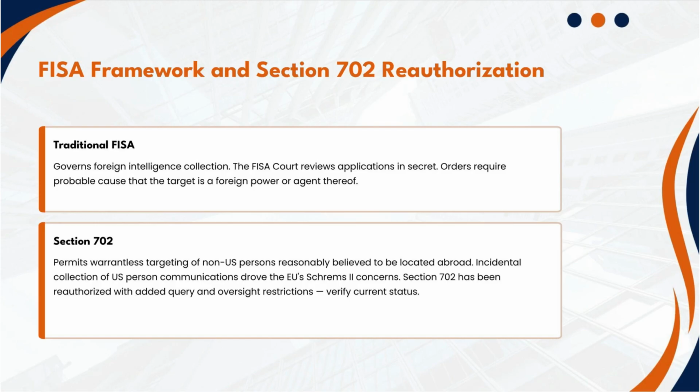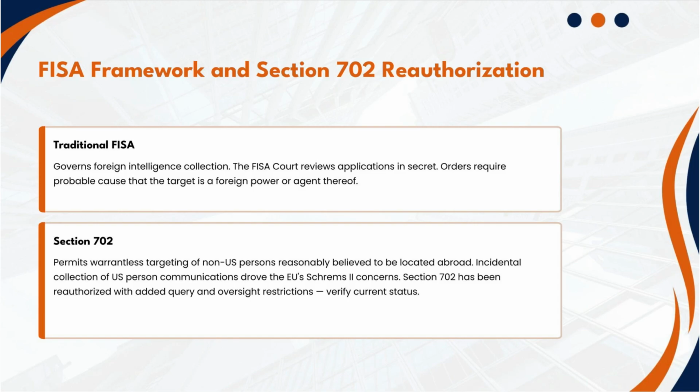No individual warrant. Instead, the FISC approves annual certifications and procedures. Targeting procedures, minimization procedures, querying procedures. And here's the controversy. Incidental collection. When a foreign target communicates with an American, that American's communications are collected too, and then queried. Critics call it a backdoor search. Section 702 sunsets periodically and gets reauthorized amid fierce debate over querying restrictions.